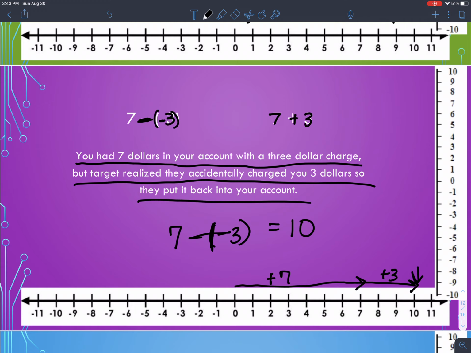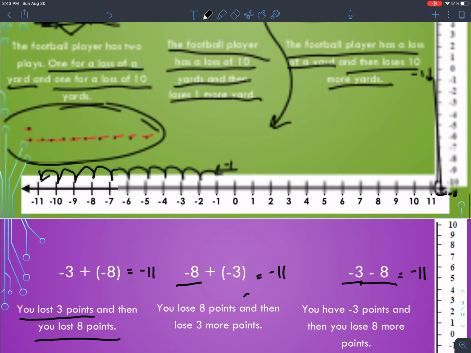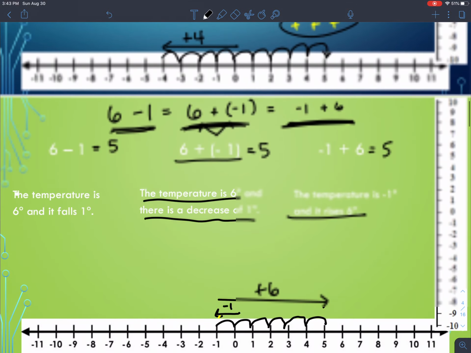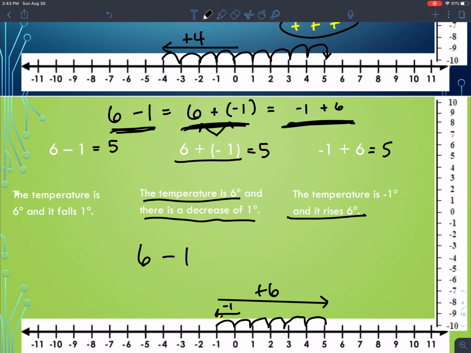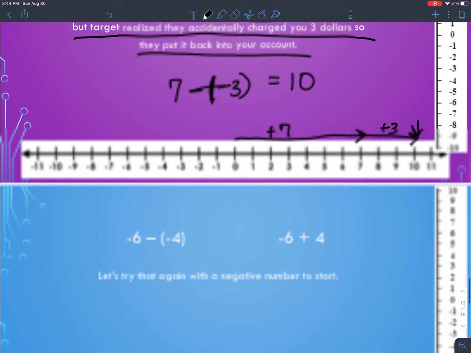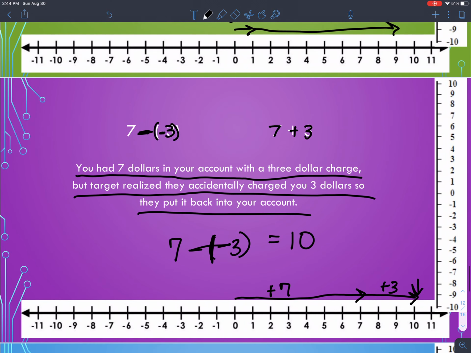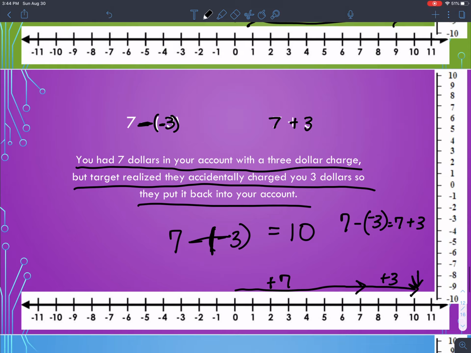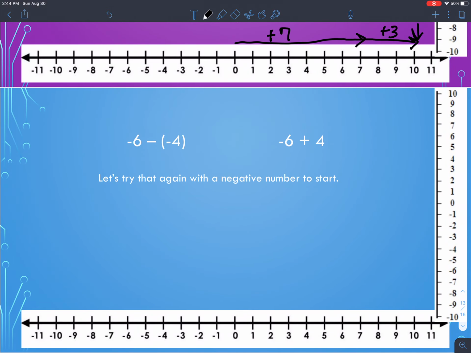So just to recap, you had some subtraction problems up here that we rewrote as addition problems. For example, 6 minus 1 is the same as writing 6 plus a negative 1, because having 6 and going down 1 is the same as having 6 and a charge of 1. And now we are rewriting a subtraction problem as an addition problem. So we have 7 minus a negative 3 as 7 plus 3. Let's do 3 more examples, and then you'll be ready to practice.